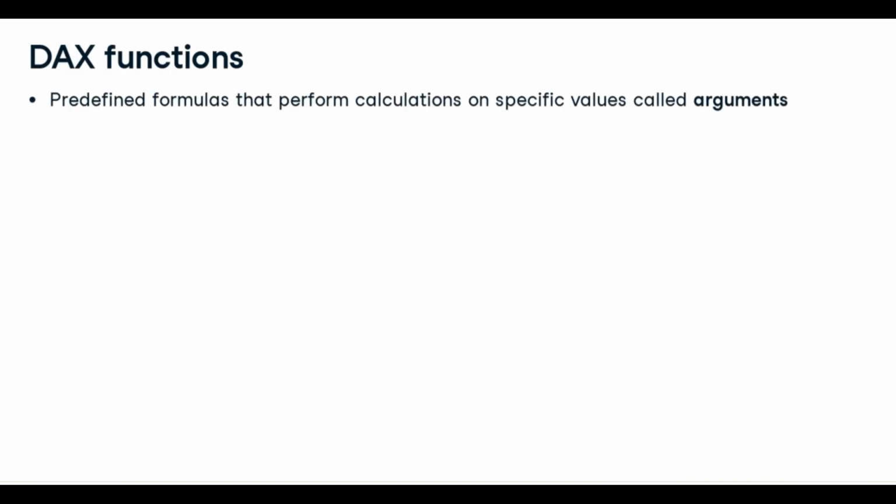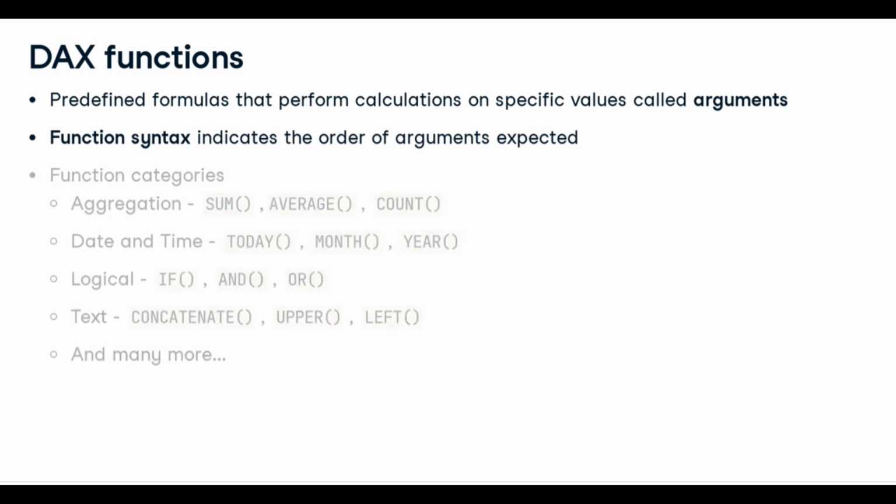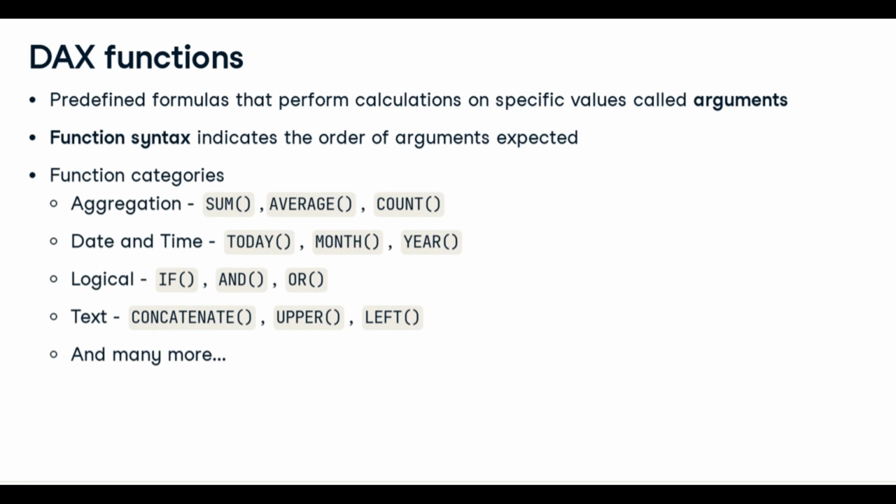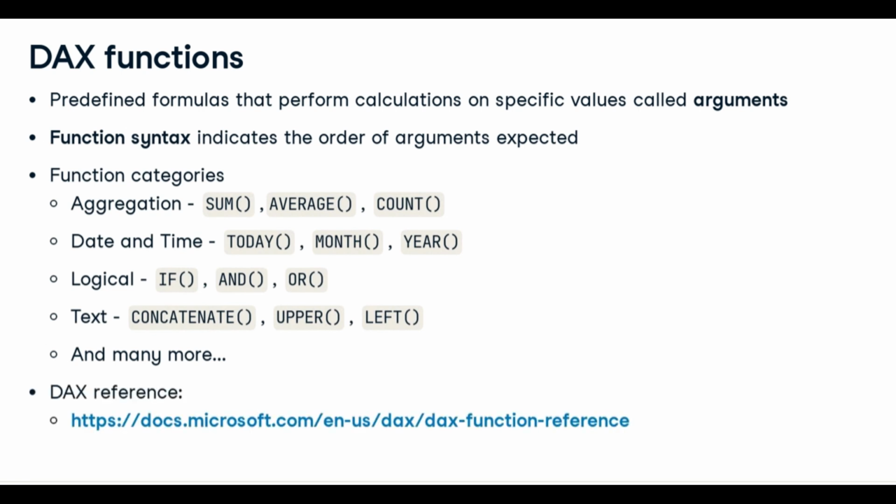Functions are predefined formulas that perform calculations on specific values, called arguments, in a particular order. Each function has a specific syntax indicating the order of arguments to be expected. DAX has over 200 different functions that fall into several categories, including aggregation, date and time, logical, text, and many more. You can find a full list of all functions and their syntax in Microsoft's documentation linked here.